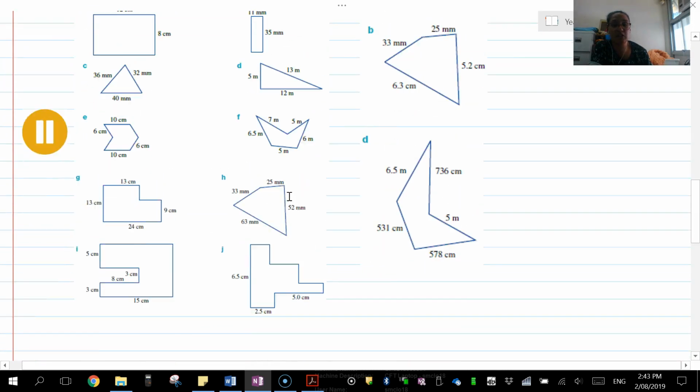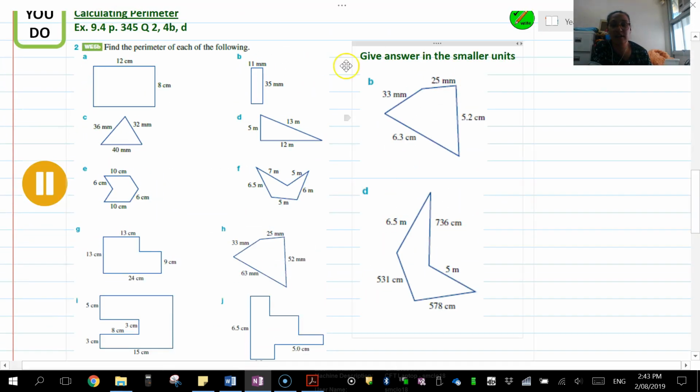So what I'd like you to do is pause the video and have a go at these ones. These ones are a little bit more challenging. They have different units in them. Please see if you can convert a couple of the sides and then find the perimeter. Pause and put the answers in your exercise book.